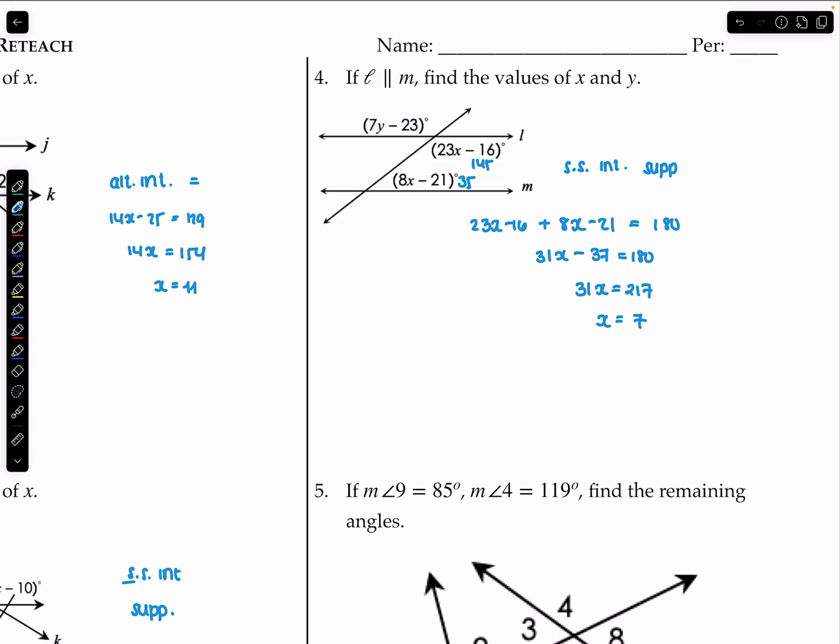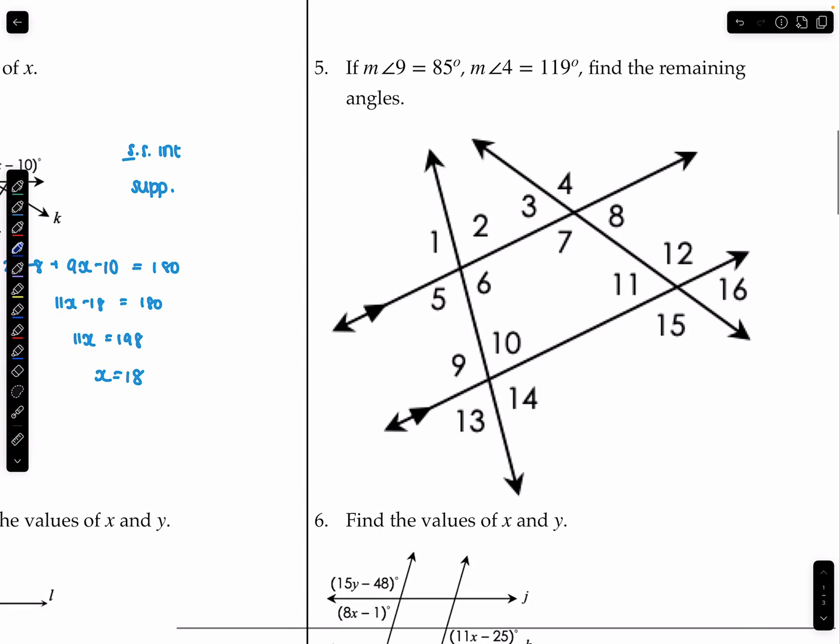So now, this one might be a little bit easier for us because when I look at the diagram, I see that 7y minus 23 is vertical to 23x minus 16. So vertical angles are congruent, and so we know that 7y minus 23 has to equal that 145 on the bottom right. So 7y here equals 168. And so y then, when we divide by 7, equals 24.